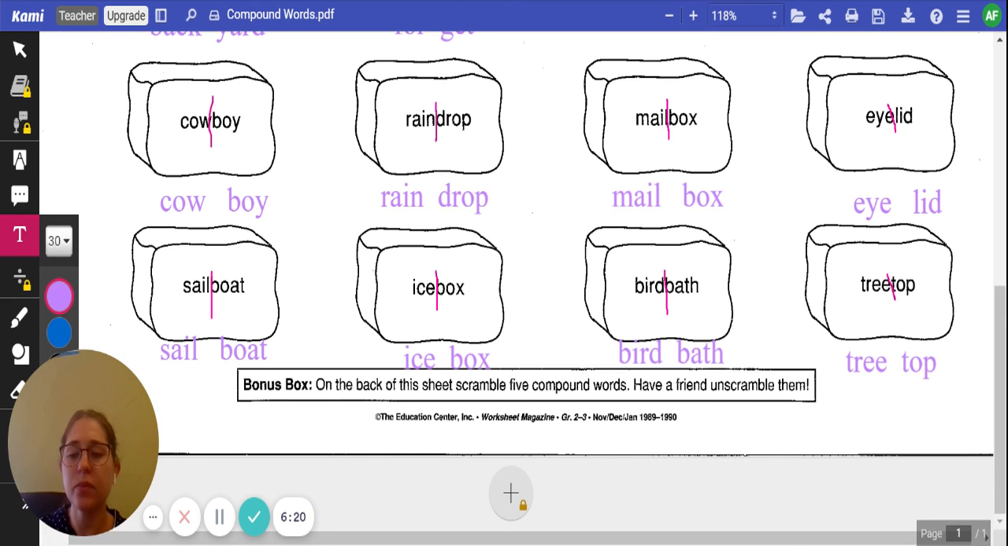Icebox, we deconstructed to be ice and box. It's kind of like a refrigerator or a freezer, a box full of ice to keep stuff cold. A bird bath, we deconstructed to be bird and bath, which means a bath for the birds. And treetop, we deconstructed to be tree.